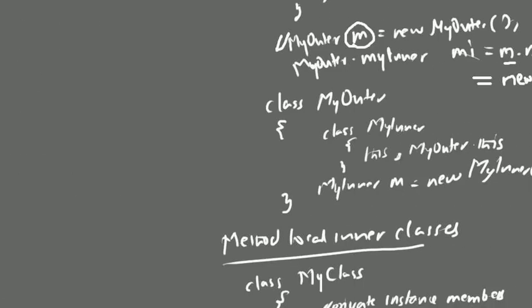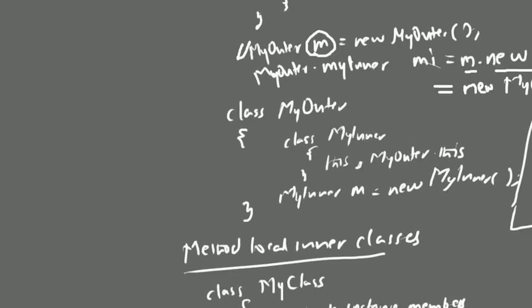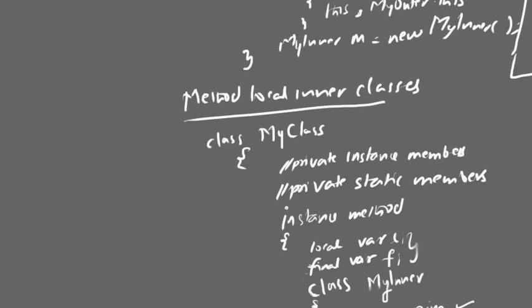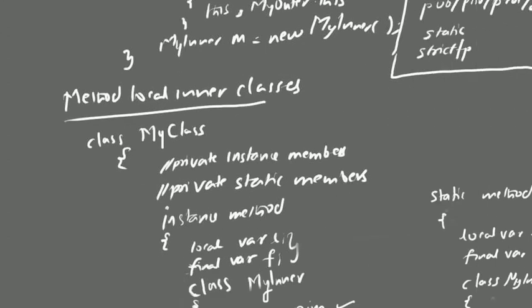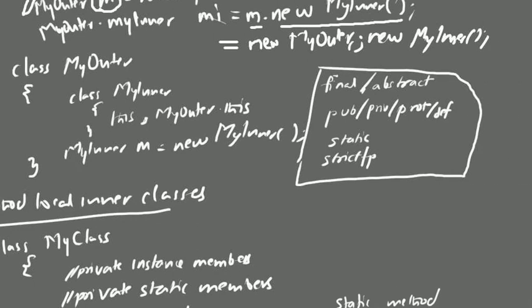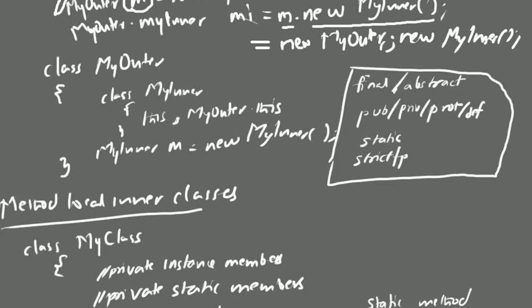Okay, now let's talk about method local inner classes. But first, I forgot to tell you the modifiers you could apply on the inner class. They could be final, abstract, public, private, protected, default, static, or strictfp. But if you apply static to an inner class, that will make it a static nested class, which is a different type of inner class.